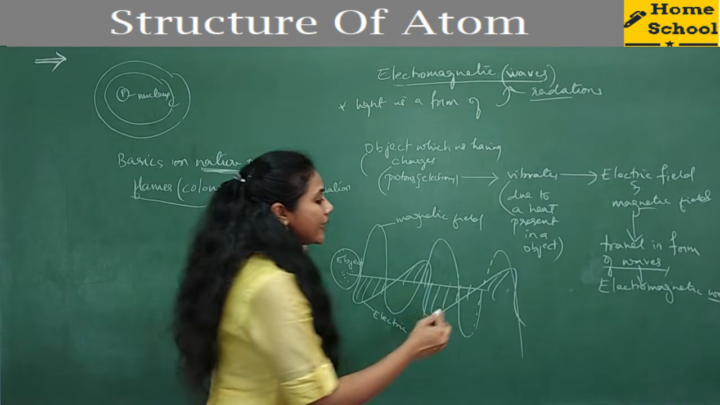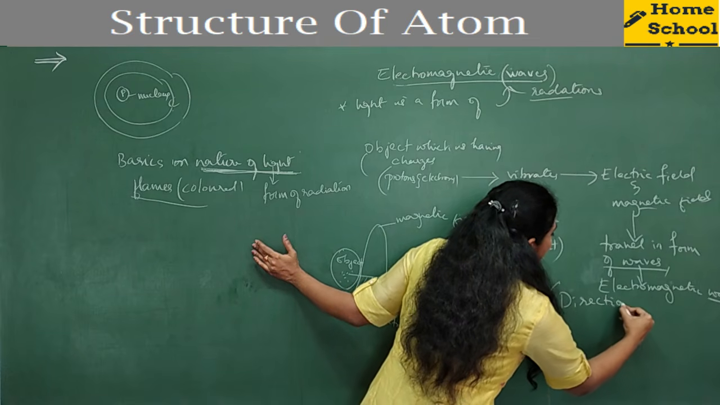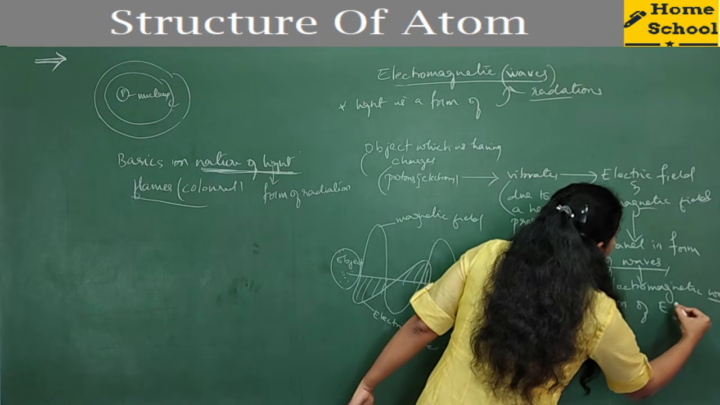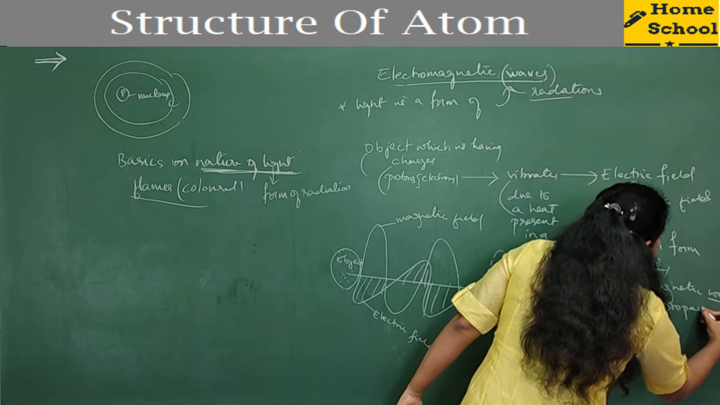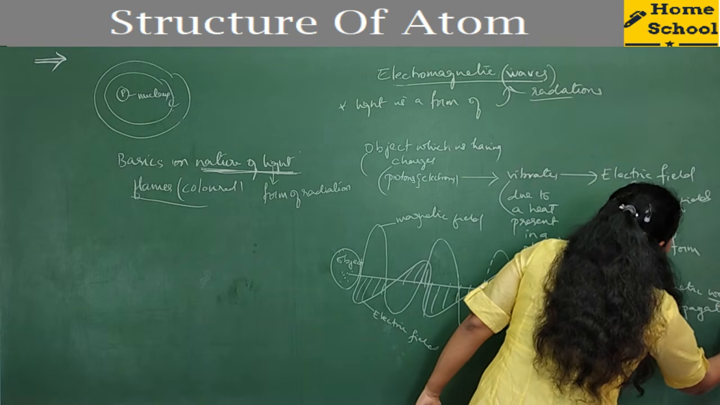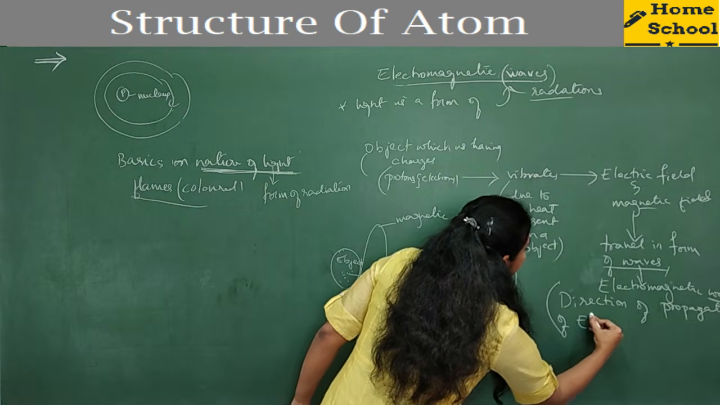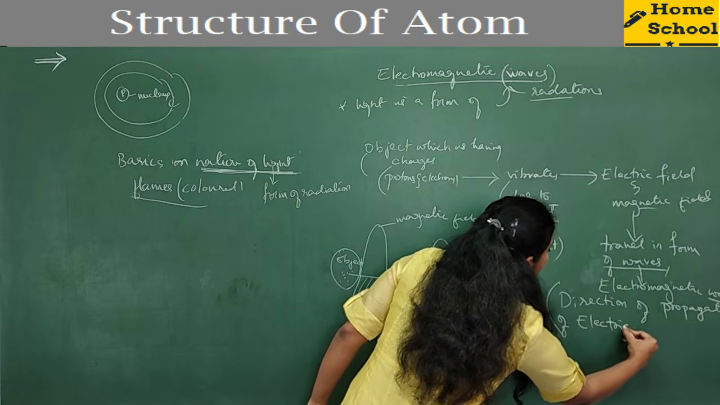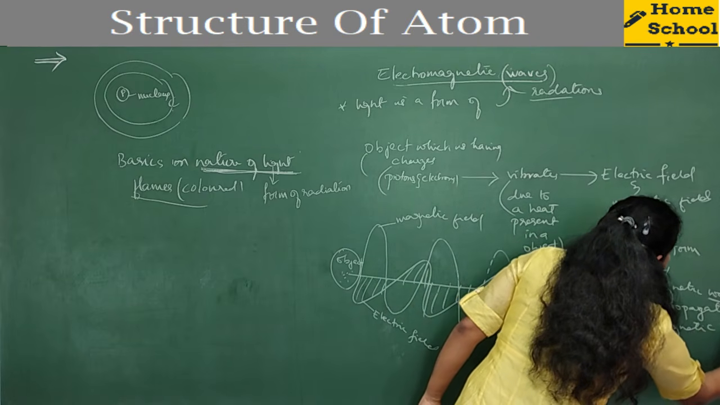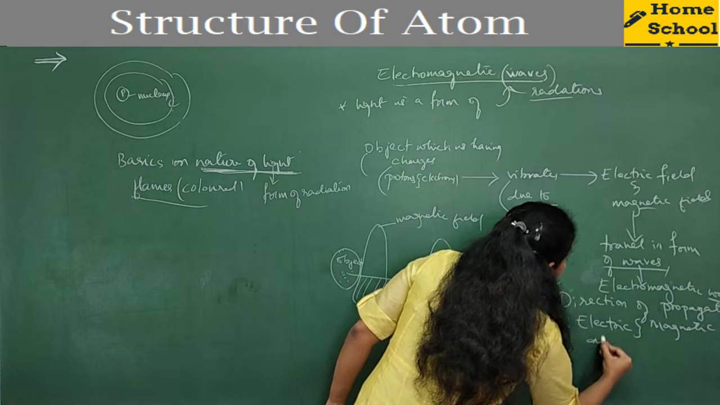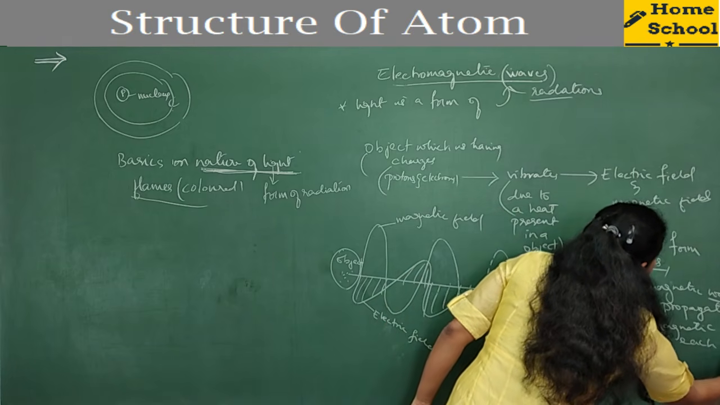Okay, so what I can say here is direction of propagation. In the sense what? Traveling in the atmosphere. Propagation of electric and magnetic fields. Electric and magnetic fields are perpendicular to each other.